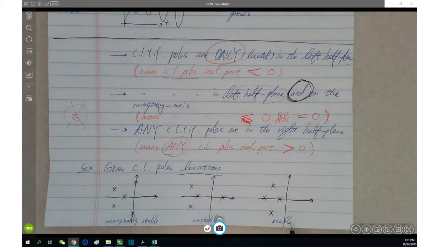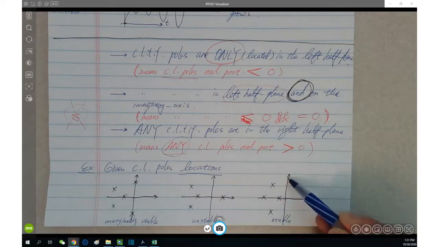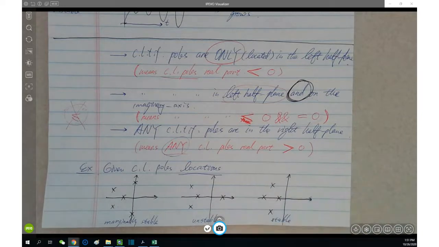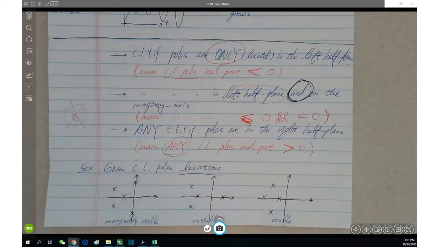And then how to make the system really stable? Nothing along the imaginary axis, and of course, let alone the right half plane, right? So all of the poles, every single one of them, has to be located in the left half plane. Then that system is stable.